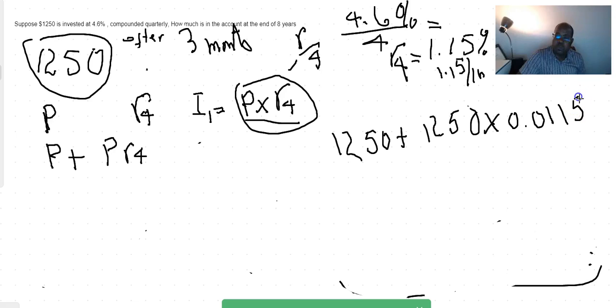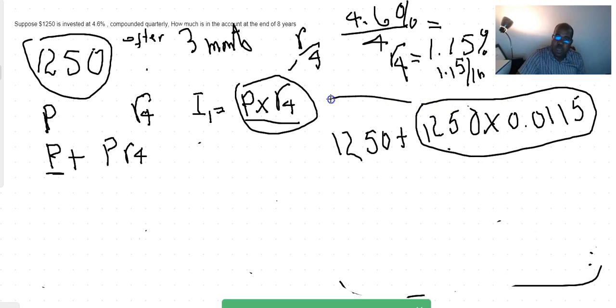There it is. So basically, this is the same thing. You see, that's the P. That's going to be the interest, which is I1, which is PR. The same thing. This is for after the first period.